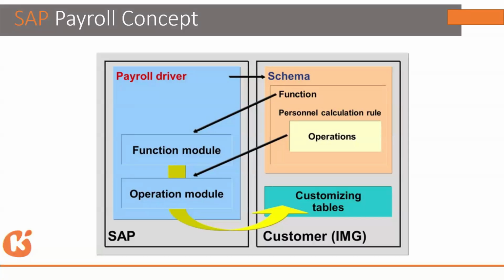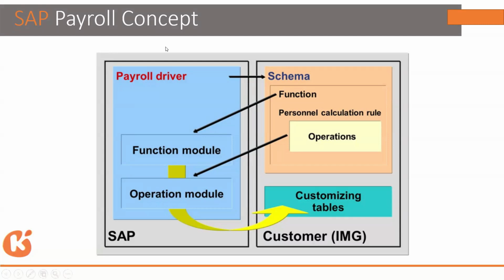Now, in this slide, you can see your schema, whether you run the time evaluation or the payroll. For both, there is a schema, and you have to use it. We never use the standard schema, because if something goes wrong in the custom schema, we always refer to the standard schema. So we always copy the schema and make it client specific, and in that client specific schema we make the changes as per the client requirement.